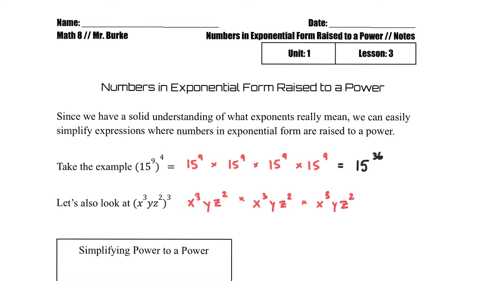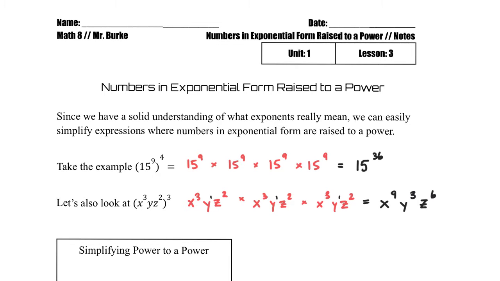Okay, and when we do that, multiply coefficients, there are none. So I've got a like base of x. 3 plus 3 plus 3 is 9. I have a like base of y. Don't forget that these all have invisible exponents of 1. And then I have like base of z. It's going to be to the 6th power.